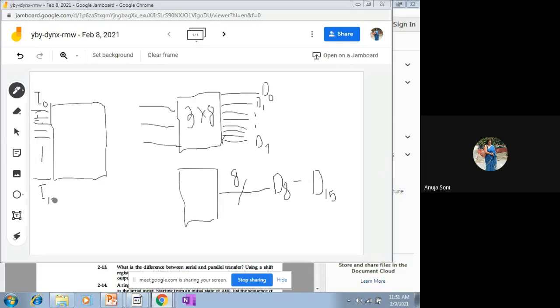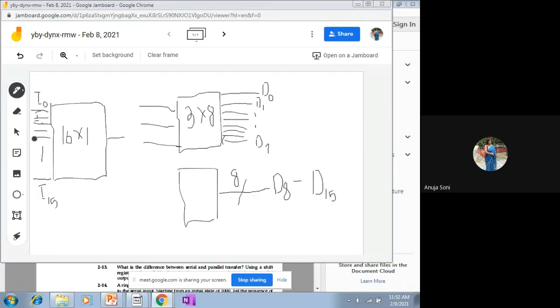So what is the size of the multiplexer? It is 16 into 1. This is the size: 16 input lines and one output line. So this kind of multiplexer we need to achieve. And whenever we talk about the multiplexer, we are always going to talk about the select pins as well. I explained this in the last lecture when we started the second chapter and discussed the difference between decoder and multiplexer. You can refer to my previous recorded lecture for it.